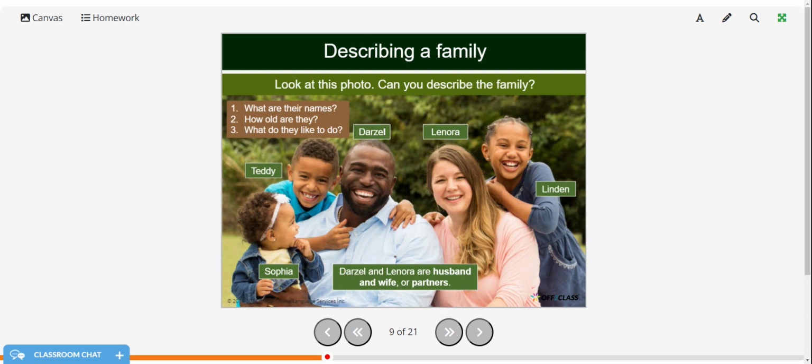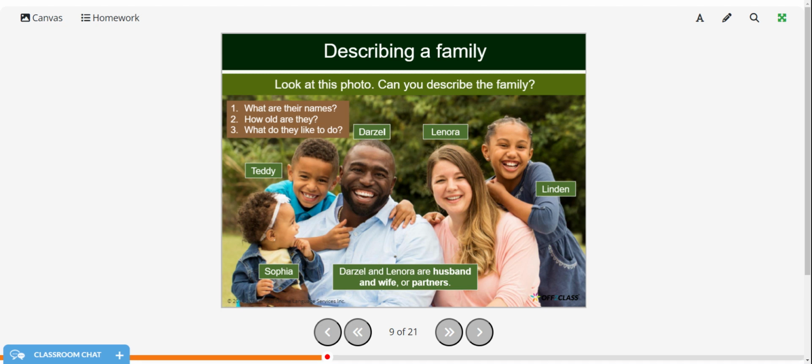All right, now we're going to practice describing a family. So it says, look at this photo. Can you describe the family? So, what are their names? Again, try to speak them out loud if you can. So, we have the father is Denzel, the mother is Lenora, the oldest daughter is Lyndon, the son is Teddy, and the baby is Sophia.